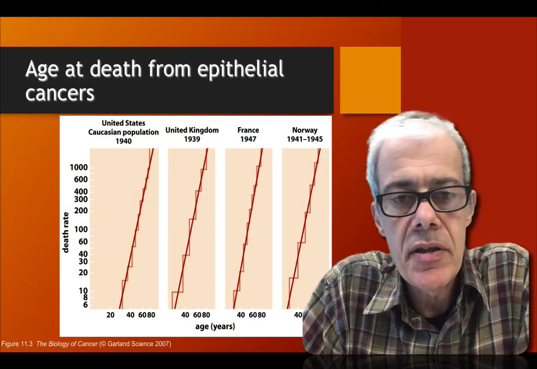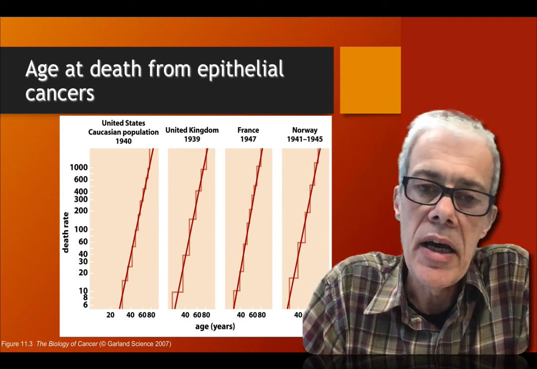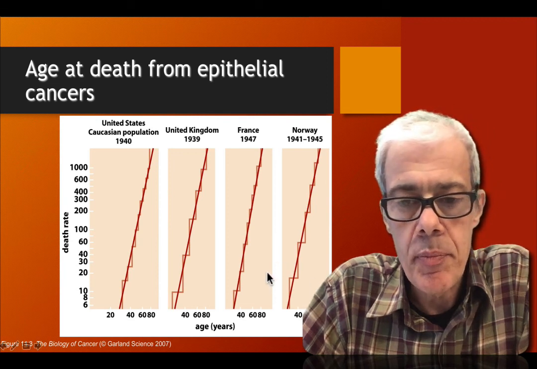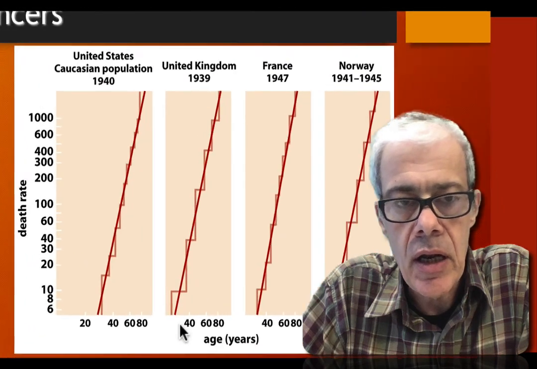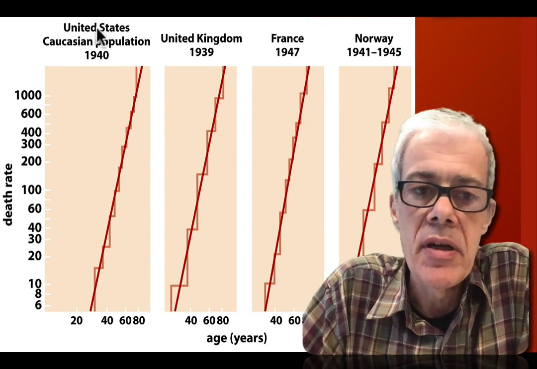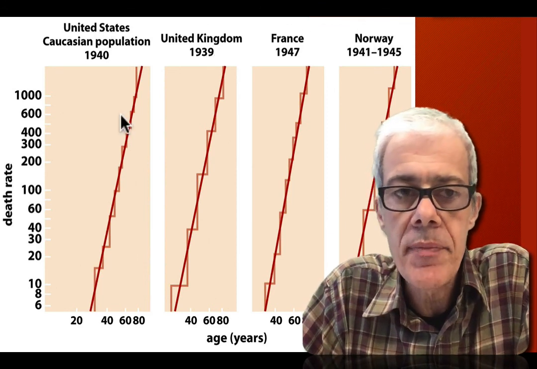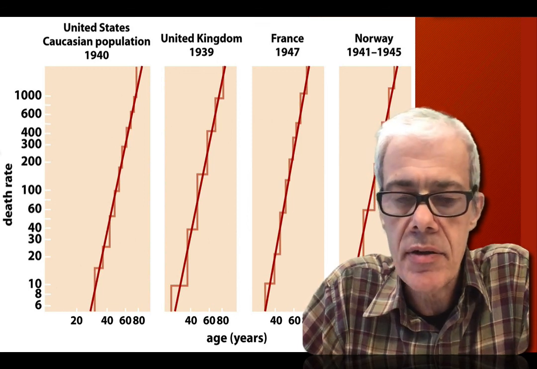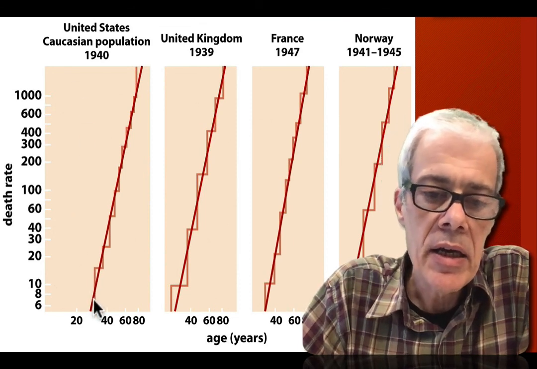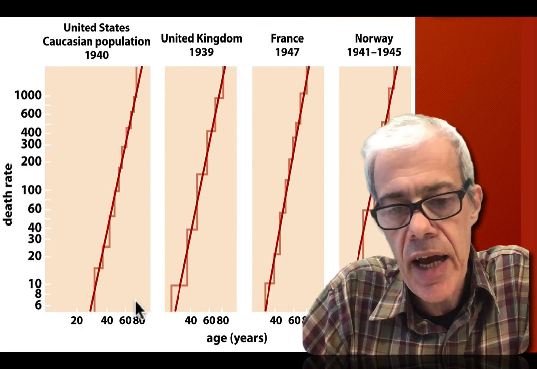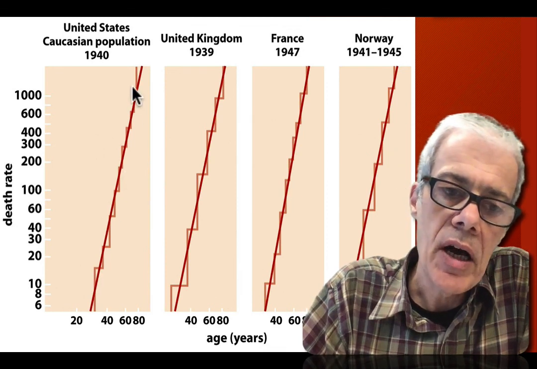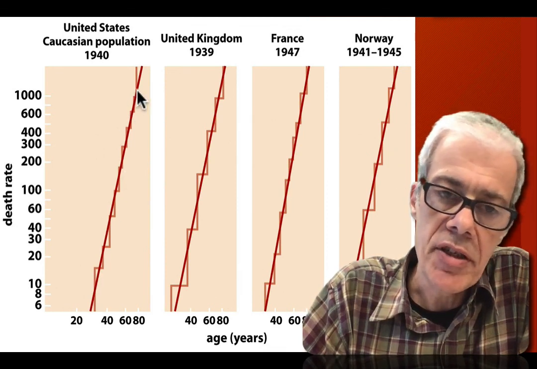So here's some further evidence to indicate that cancer incidence increases with age. Okay, so again here people have identified some large population studies from around the world, and it doesn't matter if you're in United States, United Kingdom, France, Norway. If you look at epithelial cancers, so cancers of the linings of the body, then clearly there's evidence that as you increase in age in any of these countries, the rate of occurrence of cancer increases with age.